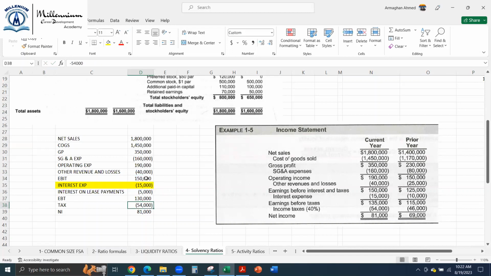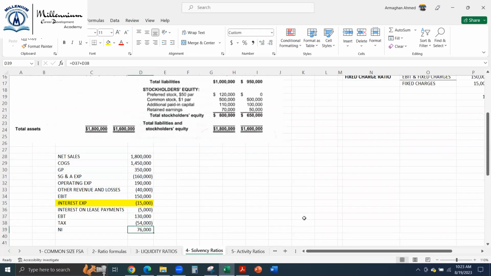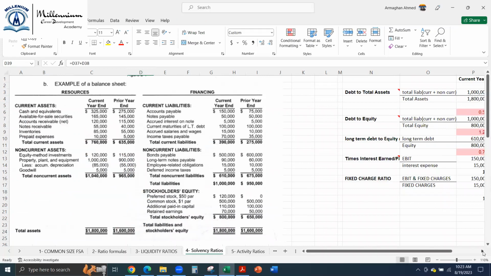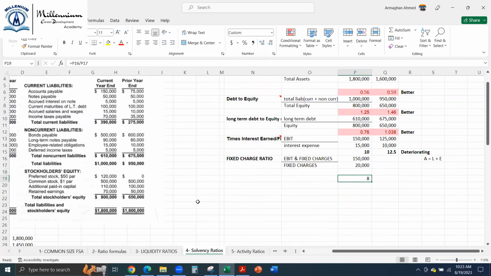So we can say 150 minus 15 minus 5 become 130, 130 and minus 54, 76,000. So our profit is differing with them, right? So I am erasing this one. Okay, this is our income statement, so it should look proper. From the book, it will be different. So now it will be divided by 20. So this is fine, what I have done. So it should look better.